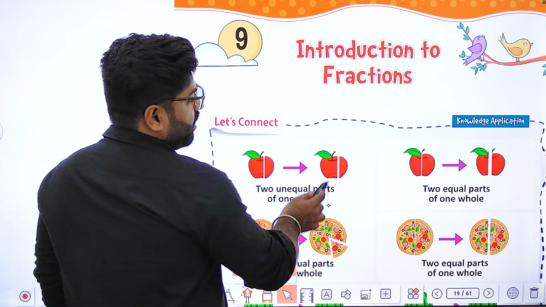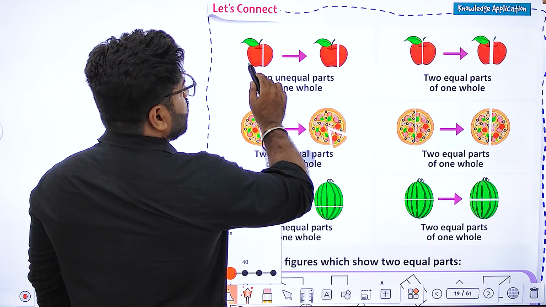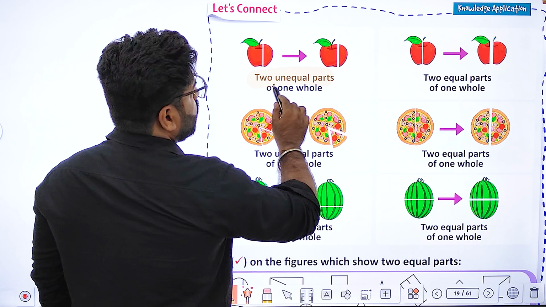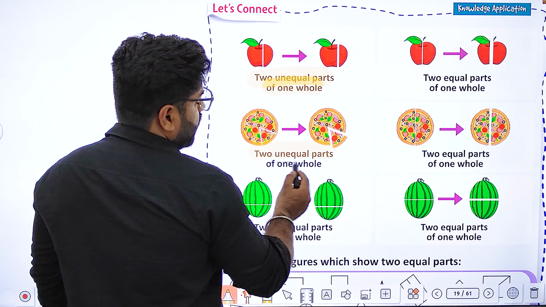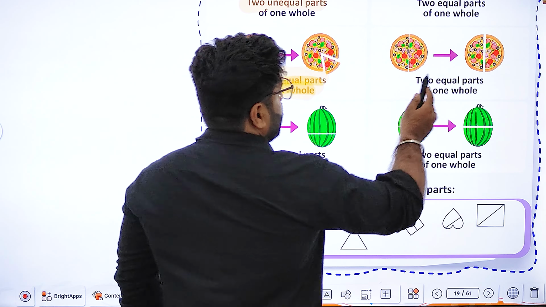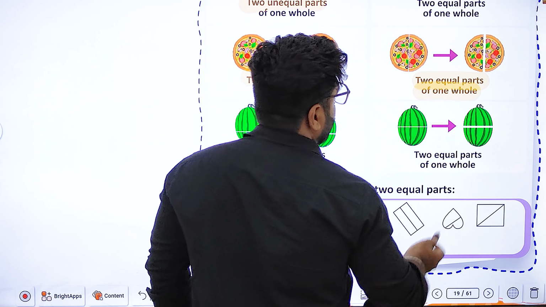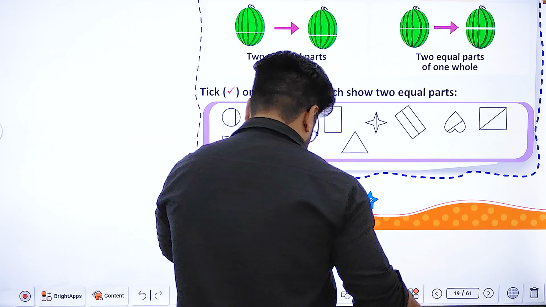So here we are having a picture. Here there is one apple and we have divided it into two unequal parts. Here we are having a pizza. Again, we are having two unequal parts. And here we have the same pizza and we have divided it into two equal parts. So we are having a fraction in these kinds of things.